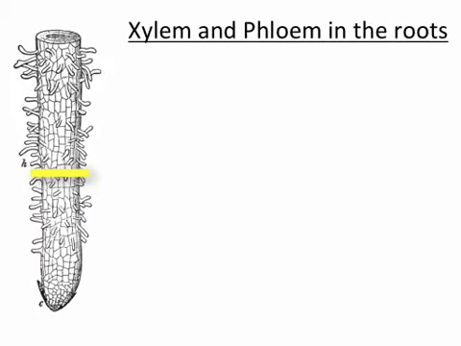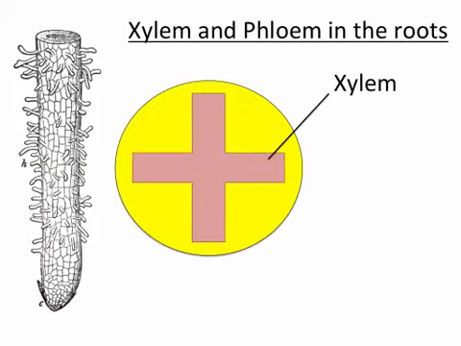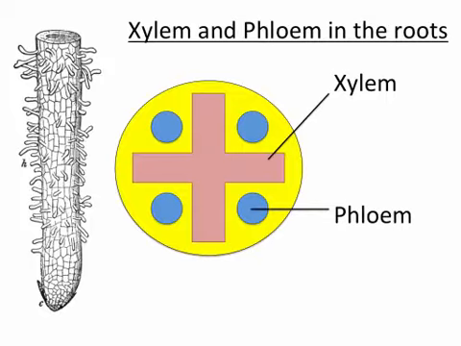If we were to take a cross section, that's a section through the root, you would see that it looks like this. The xylem in the root actually has a kind of X shape there. You can remember that quite easily, X for xylem. And the phloem, you've got 4 tubes that move the food up or down through the root.